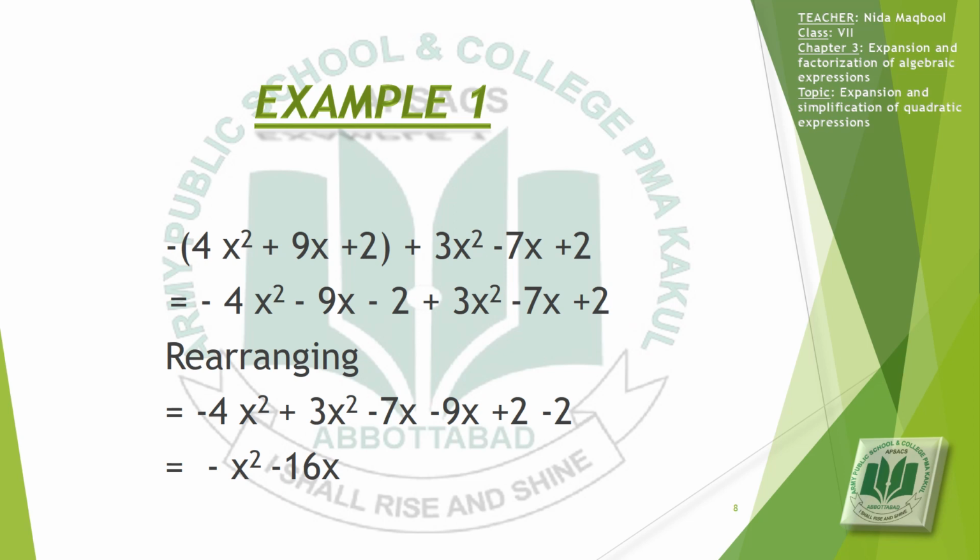Now, further, we will add and subtract as per the rules that I have already explained to you. So minus 4x squared and 3x squared would be subtracted, and the resultant would be negative as 4x squared is negative. Minus 7x and minus 9x both will be added, and the resultant will be negative. Plus 2 and minus 2 are both same numbers but with opposite signs, so they would get cancelled out and their sum is equivalent to 0.